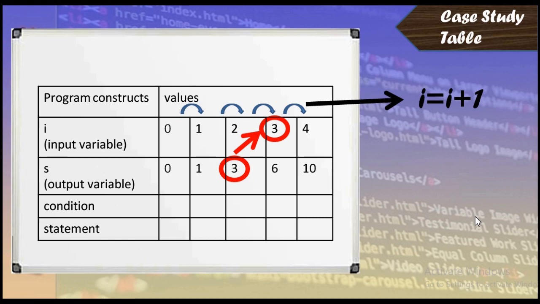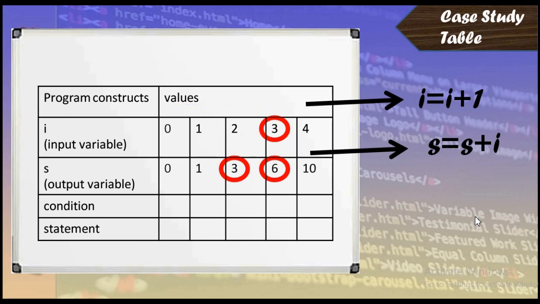We find that the value of s in each column is obtained by the value of i added to the value of s of the previous column. The value of s in the previous column is the running sum for the values of all previous columns of i. If i equals 3, then s is the running sum of all values of i less than 3, which is 1 and 2. Now if this s is added to the present column value of i, then the sum from 1 to 3 is obtained. So the statement will be s equals s plus i.